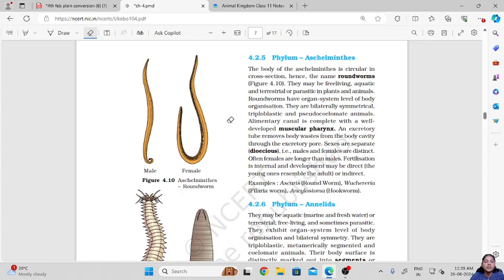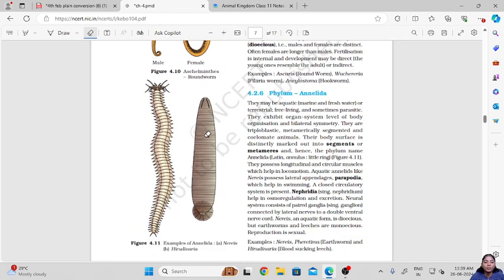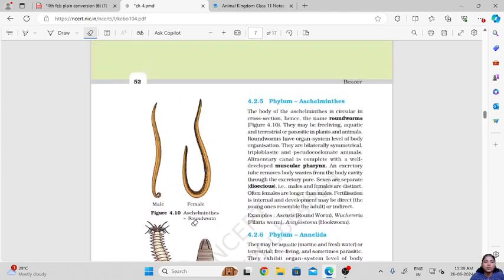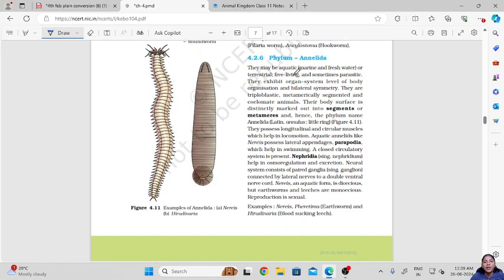So let us see these examples. In roundworms, they have both male and female organisms. Here, as we can see, the female is longer than the male, and they are dioecious, meaning male and female are separate. Then the next phylum which we have is Annelida.